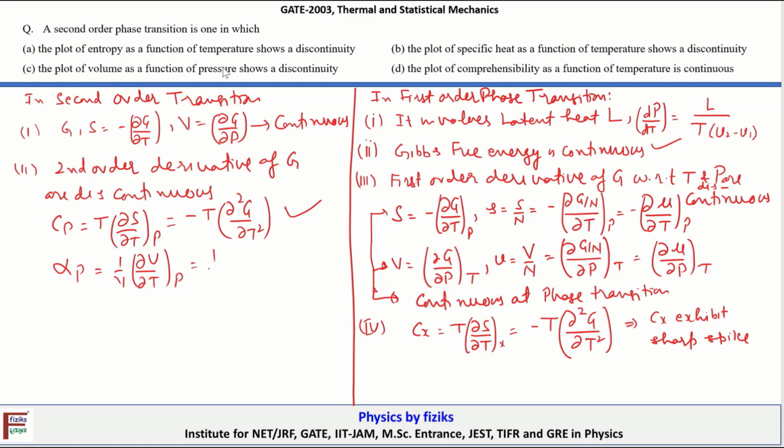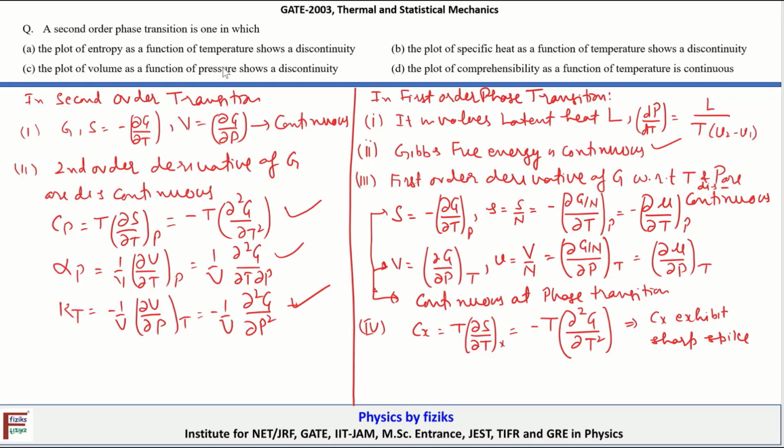Okay, and that's nothing but 1 by b d2 g upon dt dp. So it also involves the second order derivative, so this is also going to be discontinuous. Similarly, we can say that kappa T, that's isothermal compressibility, is minus 1 by b dv by dp at constant temperature, and this is again the second order derivative of g with respect to p. This is also discontinuous in the second order transition.